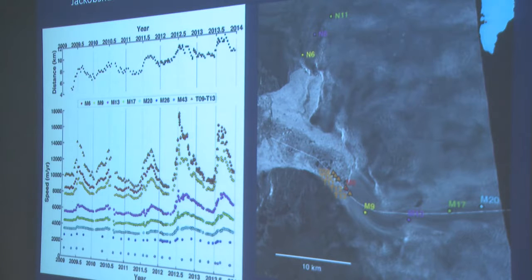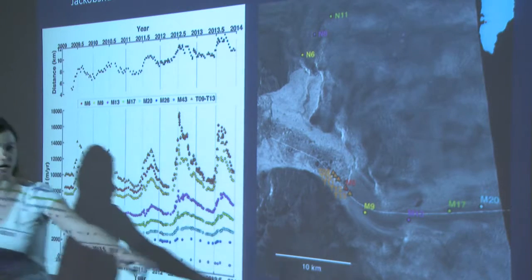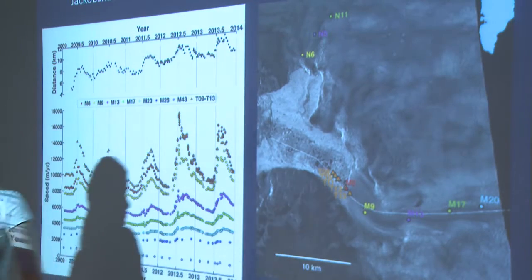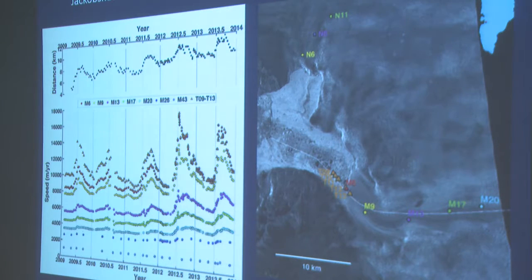And I think that's a really valuable record to see. We see much less pronounced seasonal speed ups on the GPS points that he had located further inland. So you can investigate that further to help understand what might be causing that.